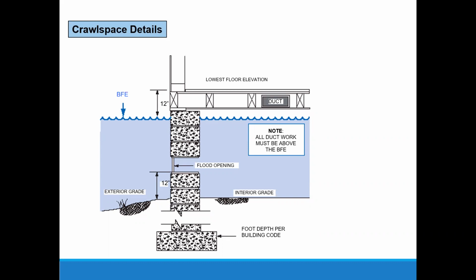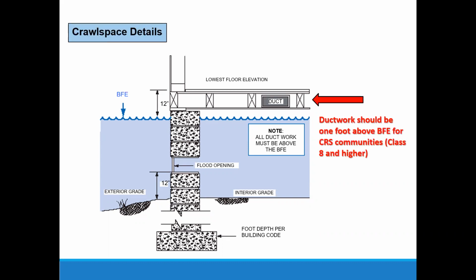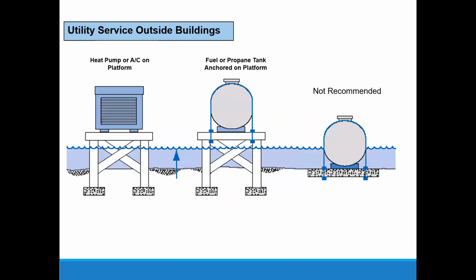So just another diagram looking at the inside of the crawl space. As we said, ductwork should hopefully be 1 foot above base flood elevation, especially for CRS communities. If you're a class 8 or higher at this point, there is a requirement to have machinery and equipment freeboard for residential structures. So that's just something to make note of.